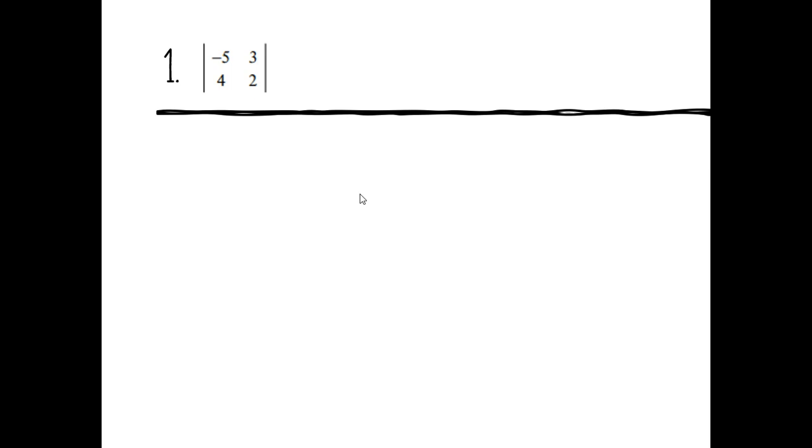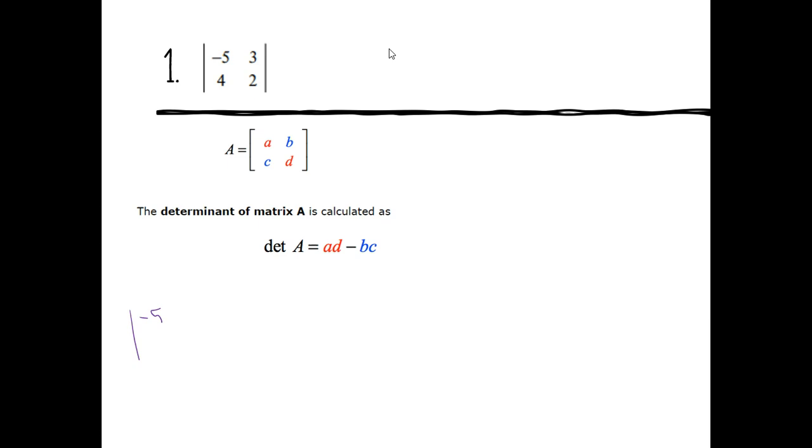So here is number one. Remember that these brackets here represent to find the determinant. So it's a short way of not having to write out find the determinant of this matrix. If you see these, they do not mean the absolute value. They mean determinant when we're looking at linear algebra. So again, here's the formula. We're going to crisscross multiply. So we're going to multiply -5 times 2 and subtract that from 3 times 4. So that's 10 minus 12, which is -22.